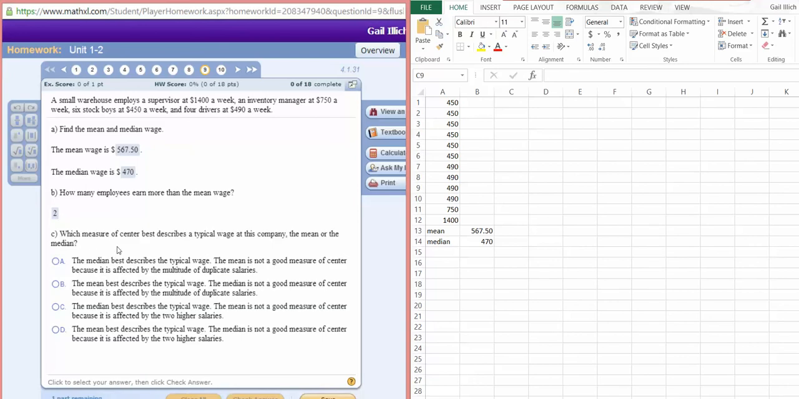And then it says, which measure of center best describes a typical wage at this company, the mean or the median? You should be able to conclude that it's going to be the median, because the median is more representative of the middle earnings of the people. This data is skewed by the supervisor, who makes quite a bit more than the rest of the people, so that skews the mean towards the right. So the median best describes the typical wage. The mean is not a good measure of center because it's not because of the duplicate salaries. It's actually the higher salaries. So the mean is not good because it's affected by the 2 higher salaries.